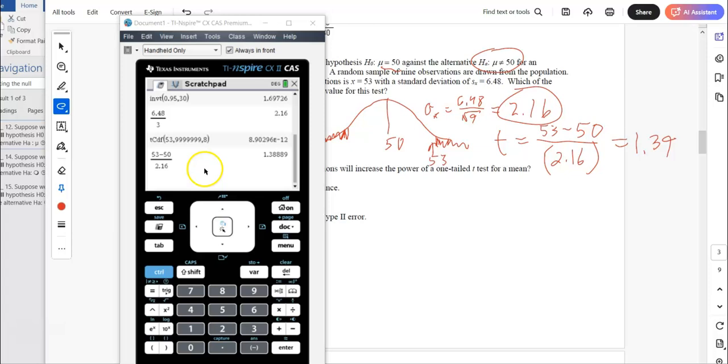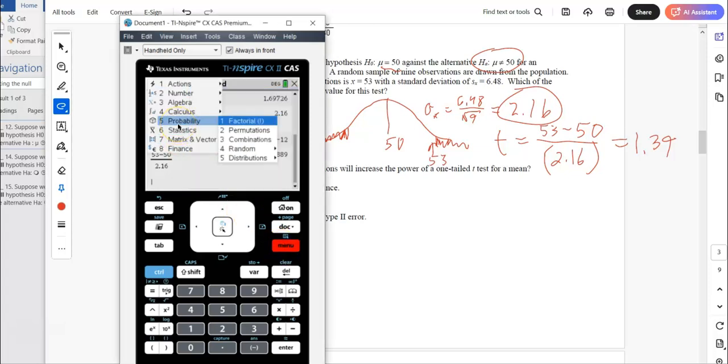Okay, so now let's do our TCDF. I believe we can do this. Boy, this one, again, a little bit on the tougher side.